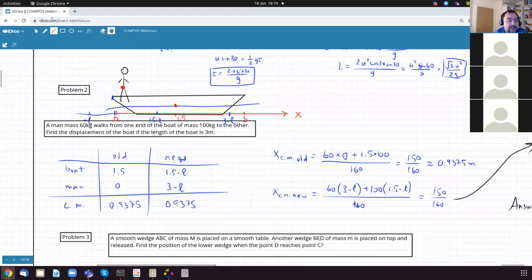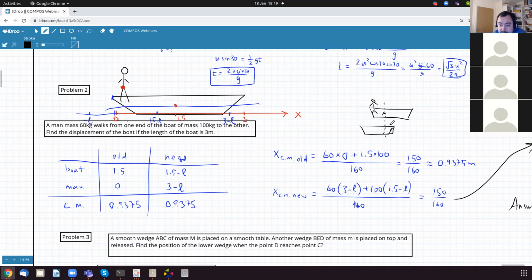So the center of mass used to be somewhere. Well, I'll make another drawing. The center of mass used to be here. Now, some bit later, the boat has shifted to the left, and the man is standing on the right. But the center of mass should still be at the same location.